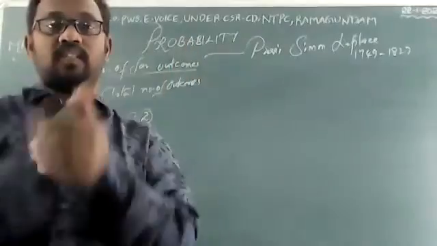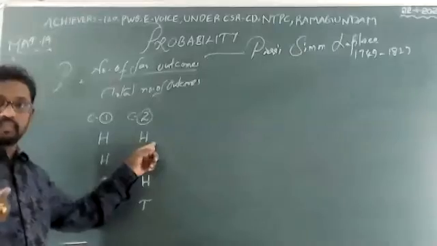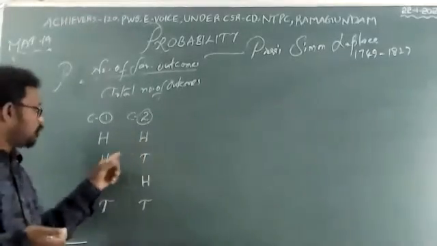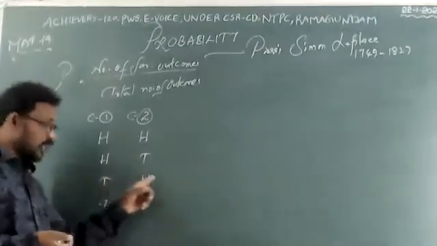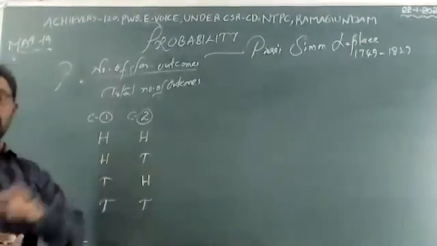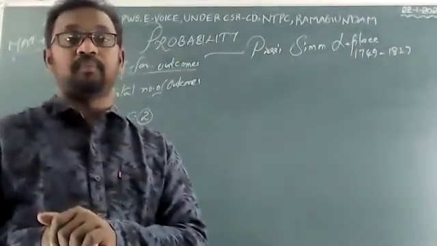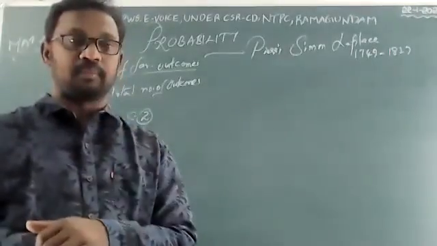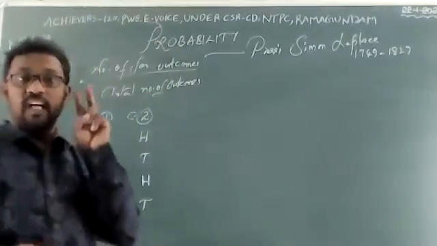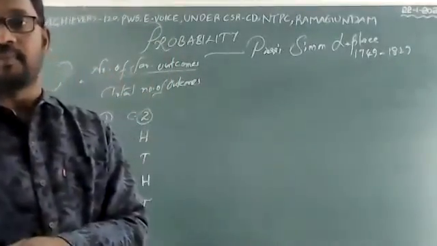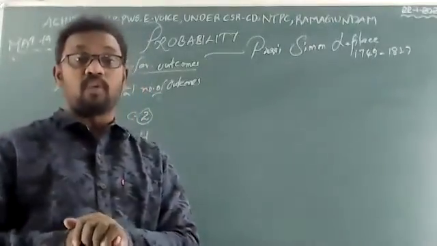Whenever you are going to toss the two coins, maybe the chances are both are heads. Maybe one is head, the other is tail. The third time you can see one is tail, the other is head, and then both are tails. So nearly 4 chances. When two coins are there, you can see the 4 chances.